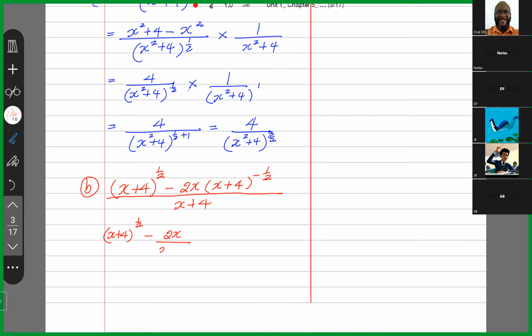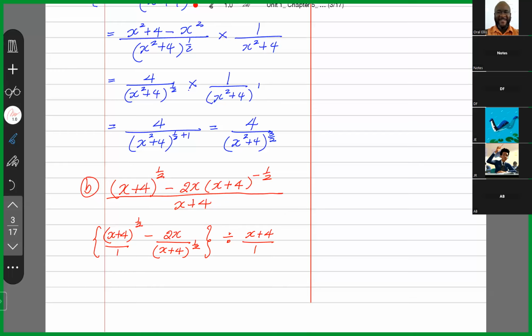So I'm going to have x plus 4 raised to the positive 1/2 power, and now it's in the denominator. This is the numerator, which is divided by the denominator, which is what? x plus 4. And I'm going to put the x plus 4 over 1. So I have the numerator on the left, divided by the denominator on the right. Now on the left, we're going to simplify the numerator.